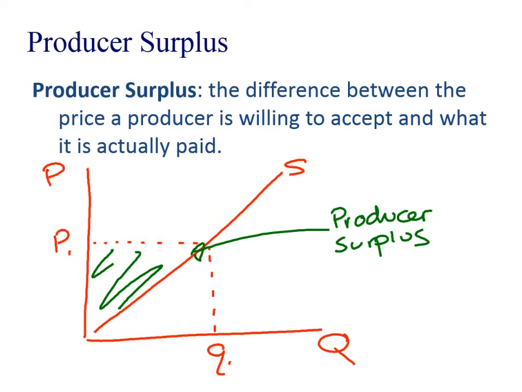So producer surplus, just draw your supply curve, and it's the difference between the price a producer is willing to accept and what is actually paid. So what is actually paid is the equilibrium price there. So it's that shape, that triangle below that price. That is the producer surplus.